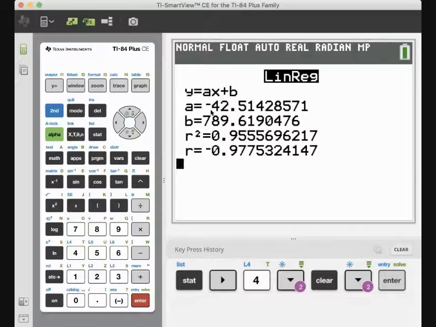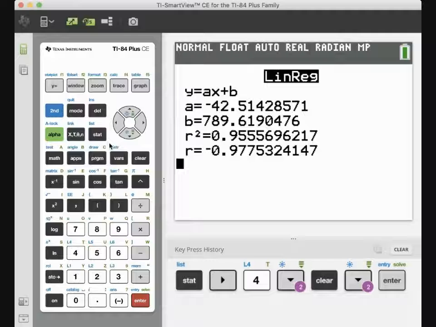And it's negative 42.5142857 approximately. And we also have our B. Notice that this R here means that this is our correlation coefficient. Notice how it's negative 0.9775. That means that it's a strong negative correlation, meaning that the slope is going downward.